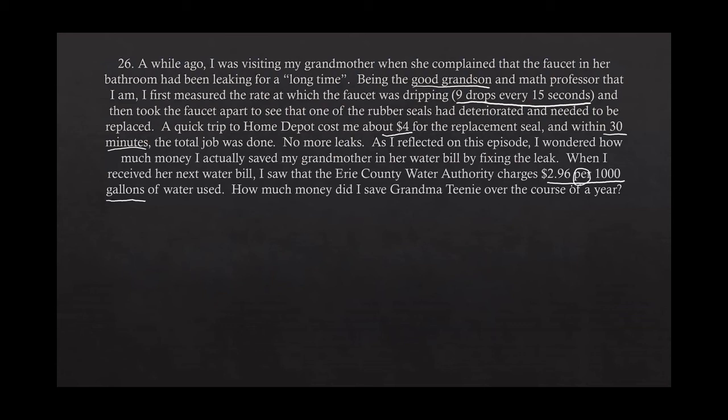So the question in the end, notice going to the end is usually a good idea. So you can see your question, maybe even jump to the end right away before you read through it. Might be a good idea sometimes. It says, how much money did I save Grandma Teeny over the course of a year? So we want to know how much money did he save his grandma over the course of a year? So we're really saying how much money per year, right? So probably looking for dollars per year would be my guess.